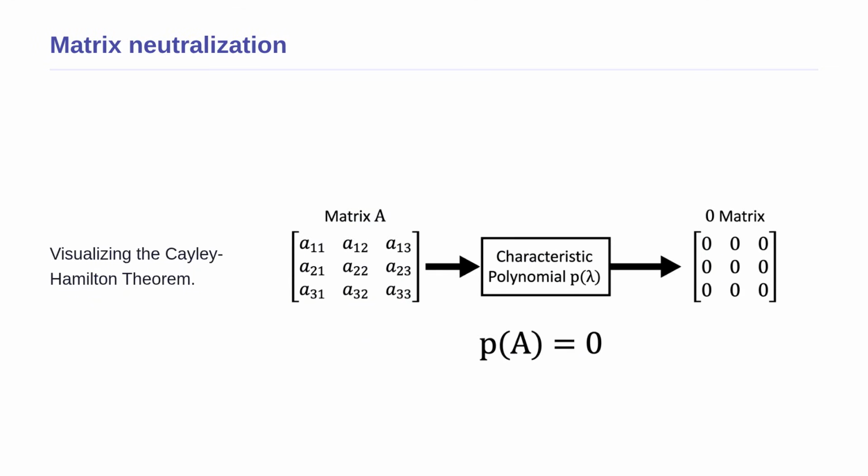This formula we just saw can be visualized very simply. Look at the diagram on screen. We start with our original matrix A on the left side. We feed it directly into its own characteristic polynomial, which acts as a mathematical function or machine. The output on the right side is a completely empty zero matrix, where every single entry has become zero. This visual perfectly captures what we mean when we say the matrix satisfies its own fundamental equation, leaving absolutely nothing behind.